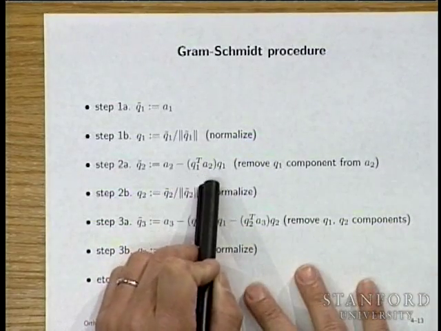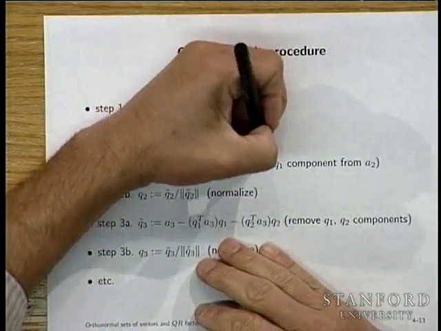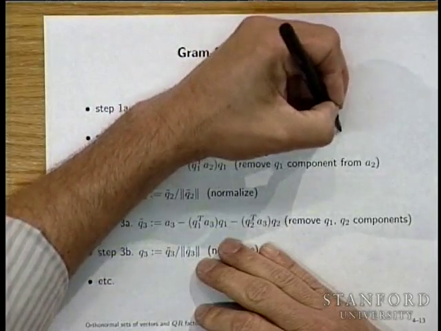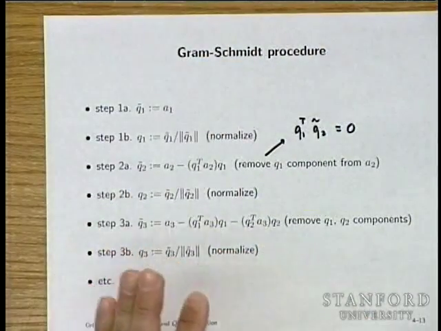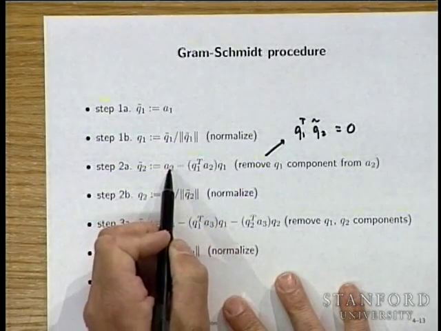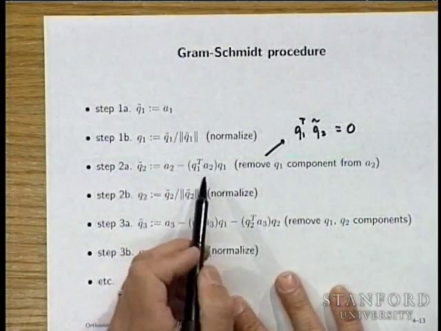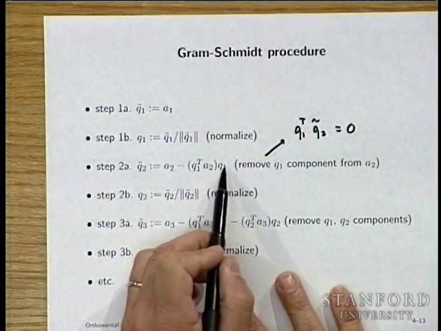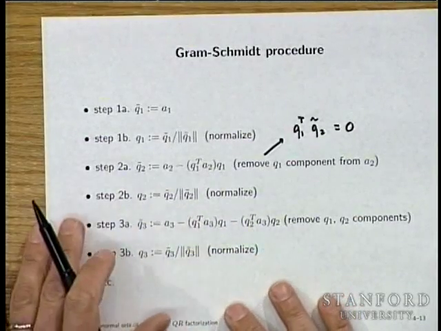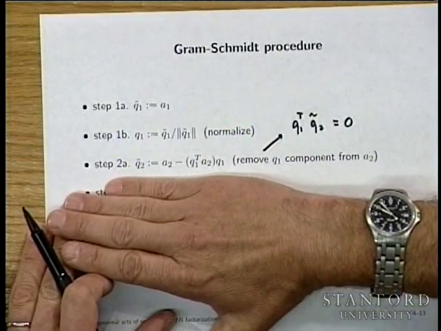Appropriate multiple of Q1. Okay? So that's what this does. This ensures that Q1 transpose Q2 tilde is 0. You could check because Q1 transpose A2 is the same as this. You can work out what this is times, and then you have Q1 transpose times this. Q1 transpose Q1 is 1. It's normalized, and so it's 0. Okay? So this is really the orthogonal. In fact, this is called orthogonalization.